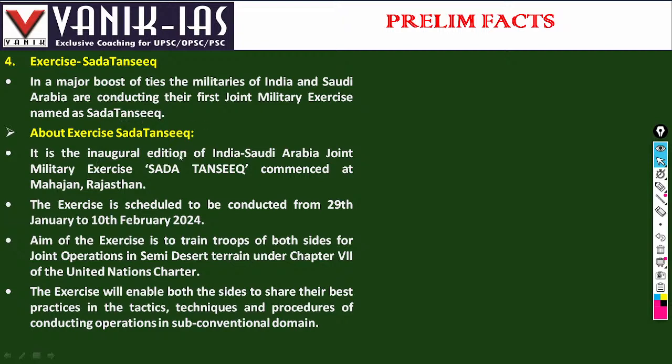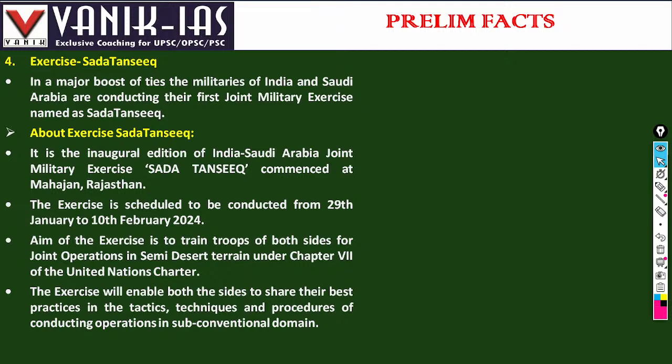It is the inaugural edition of the India-Saudi Arabia joint military exercise, Sada Tanseeq, which commenced at Mahajan in Rajasthan. The exercise is scheduled to be conducted from 29 January to 10 February 2024. The aim of the exercise is to train troops of both sides for joint operations in semi-desert terrain under Chapter 7 of the United Nations Charter.